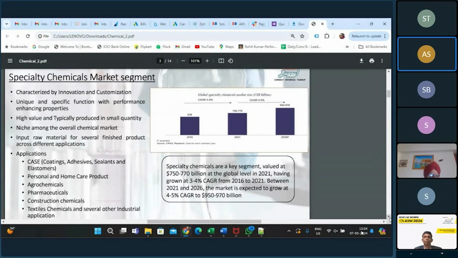Specialty chemicals are high value products, and typically produced in small quantities because they are added in the finished products in very small quantities, but their value is typically very high. So they are added in like 0.5 to 2% of the formulations, but their cost could be very high. They are niche among the overall chemical market, and of course they are input raw material for the finished products, and they find applications across these segments.